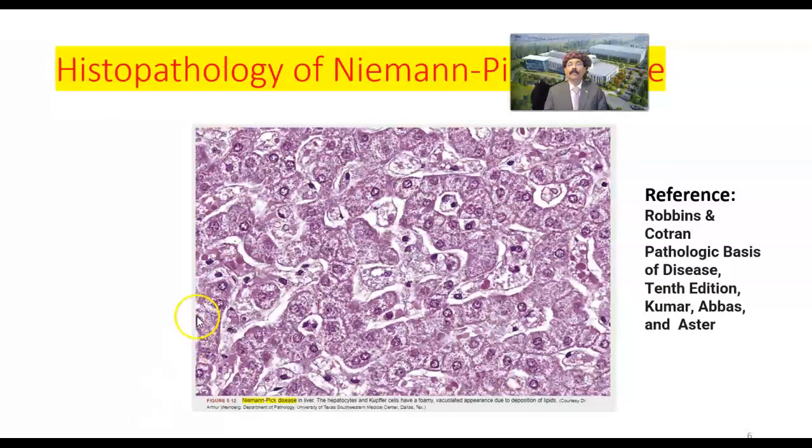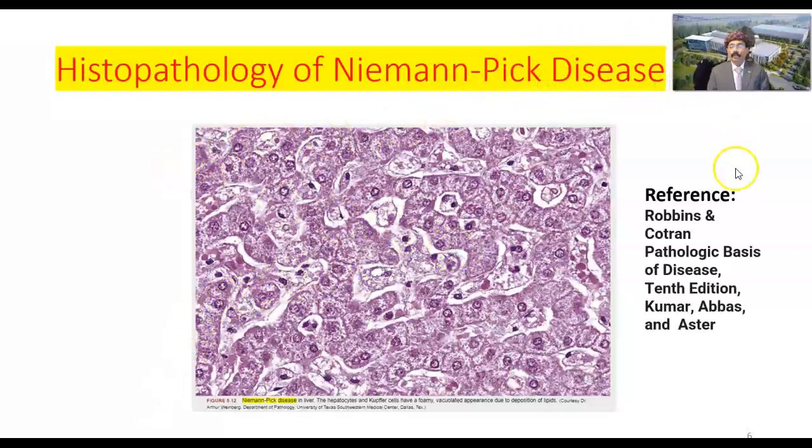Histopathology of Niemann-Pick disease. This is a storage disorder. Our lysosomes contain a lot of undigested substances. Suppose this is a hepatocyte, and we also have Kupffer cells. Hepatocytes have a foamy vacuolated appearance due to deposition of lipids.